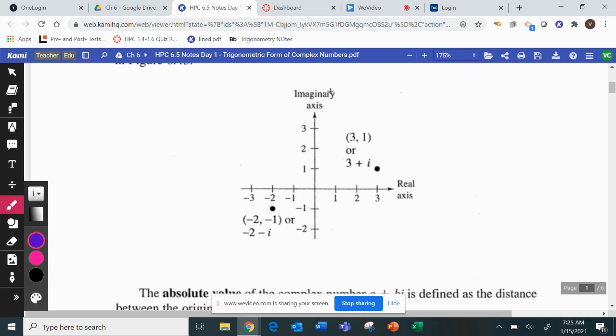3 would be on the real, i would be on the imaginary. Or -2, -1: -2 would be the real, -1 would be the imaginary.